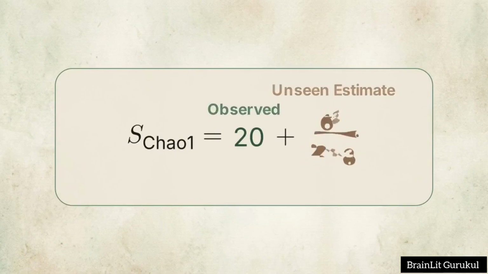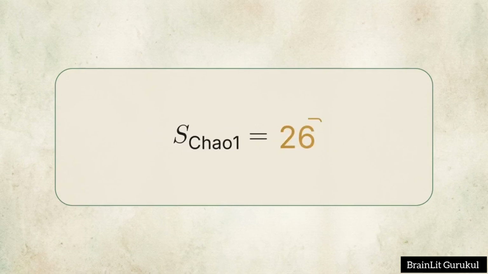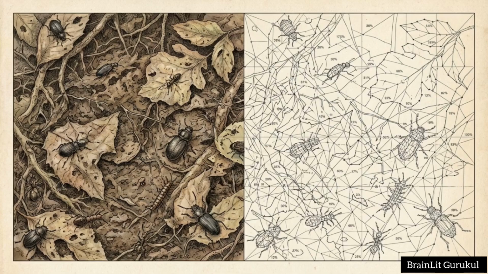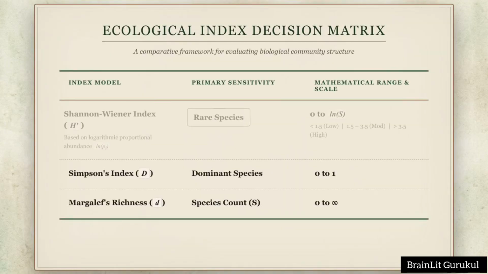The equation squares the singletons and divides by the doubletons, adding 6 estimated species to our total. This turns our 20 observed species into a projection of 26 true species. Missing data is a mathematical variable that can be solved to reveal the actual richness of a living community. Ecologists select specific mathematical lenses based on the biological realities they need to measure. This analytical matrix dictates those choices, providing a framework for fieldwork and ecological analysis.